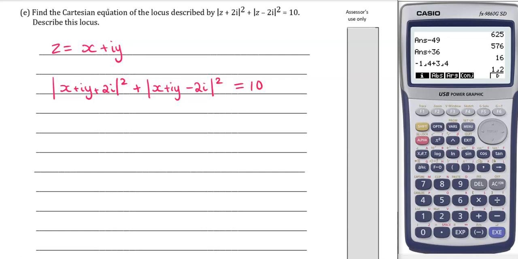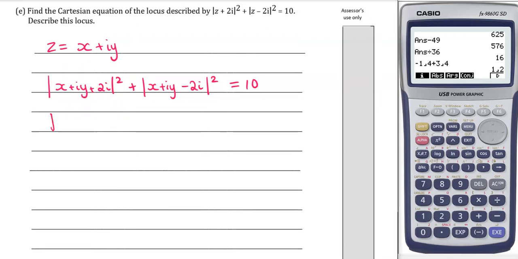Okay, so the modulus of this first one here, so modulus would be x squared plus 2 plus y as the real part squared, but then it got squared for this squared here. So what that does is just simply remove the square root. And then the same on the next one, x squared plus y minus 2 squared. That will all be equal to 10. So let's work this through now.